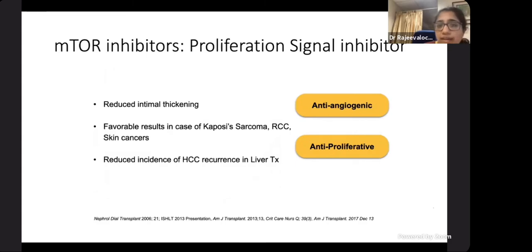Definitely it's anti-angiogenic, as we have seen with sirolimus-coated stents in the cardiac setting. It is anti-proliferative, so especially if somebody develops a malignancy, especially skin malignancies, it may be worthwhile shifting over to mTOR inhibitors.